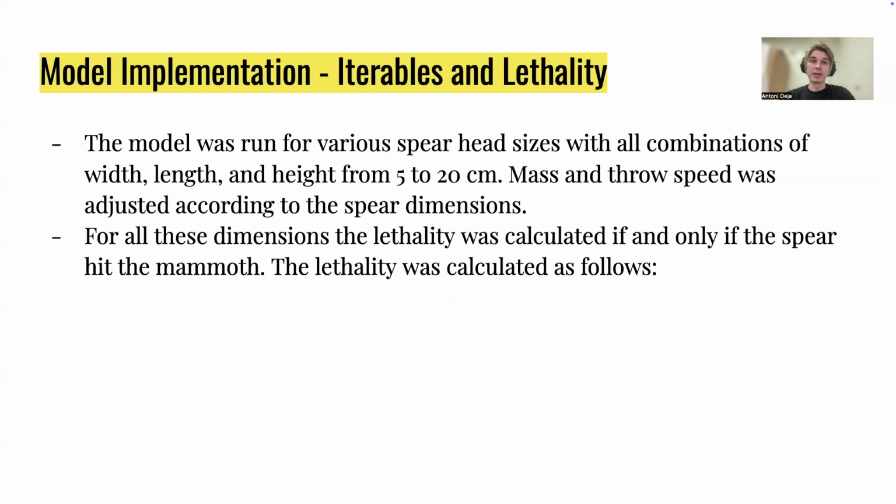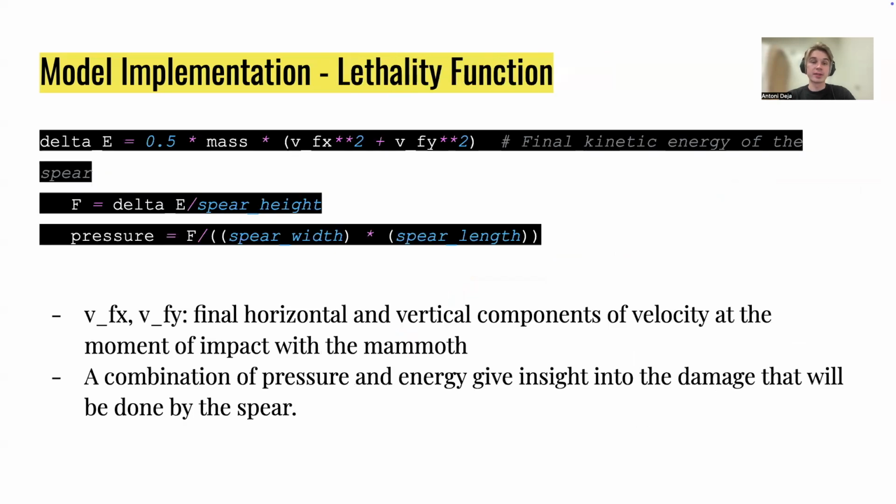So as I said before, the model was run for width, length, and height from 5 to 20 centimeters. And assuming the spearhead actually hit the mammoth, the lethality was calculated. So here is our lethality function. First, delta E is simply the final kinetic energy of the spearhead right before it hits the mammoth. So it's simply 1/2 mass times V squared. And then the force was delta E over the spear height.